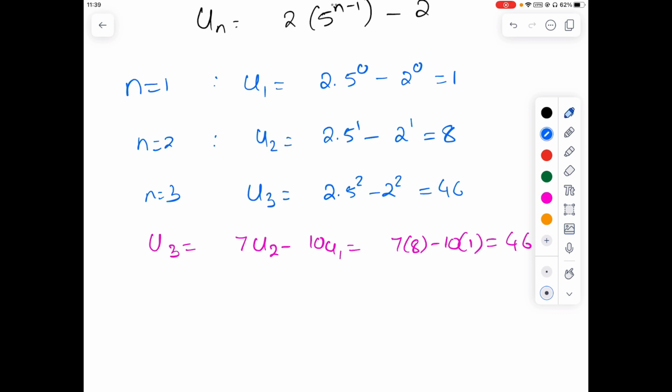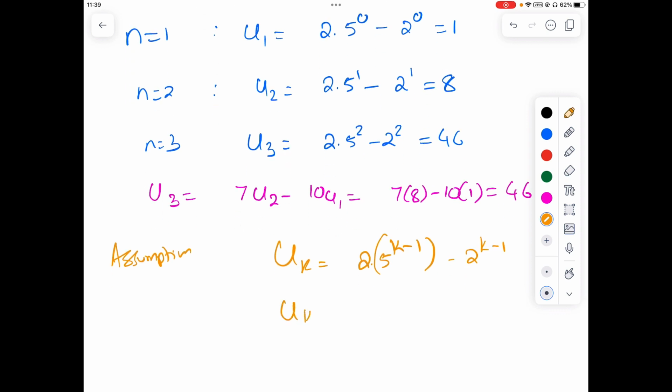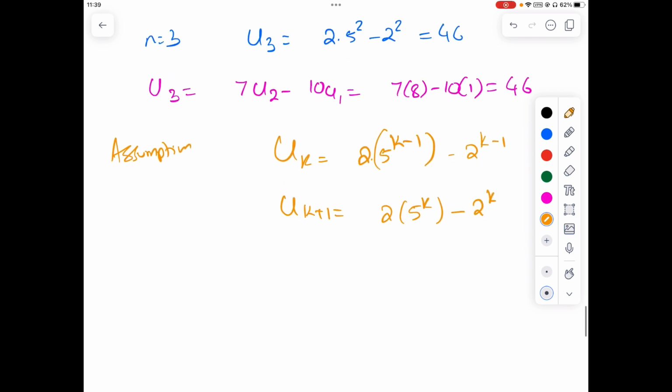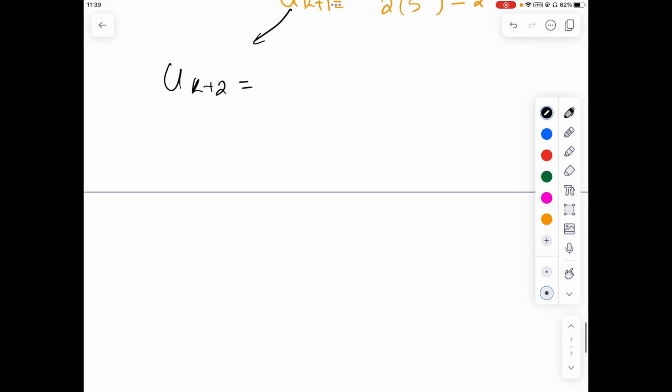Assumptions. In assumptions, there are two assumptions, one for k and one for k plus 1. So u_k equals 2 times (5^(k minus 1) minus 2^(k minus 1)). Then plug in k plus 1: u_{k+1} will equal 2 times (5^k minus 2^k). Now induction. After k plus 1 it will become k plus 2. u_{k+2} should be equal to... or else let me write it out on a fresh page.